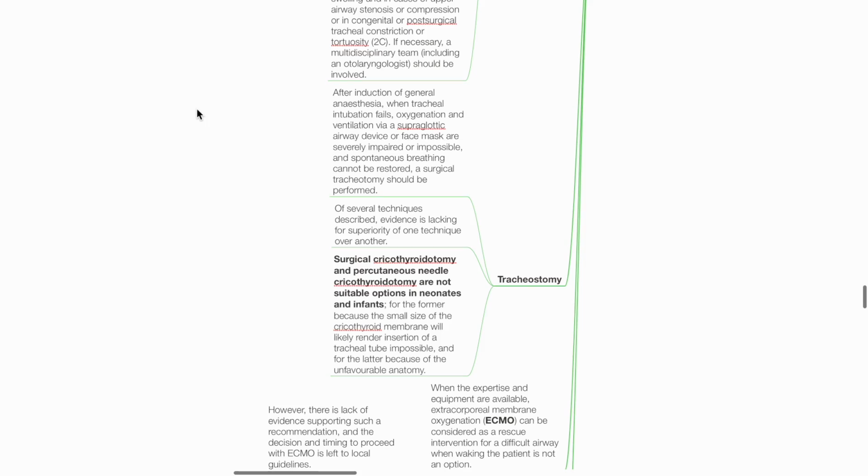When expertise and equipment are available, ECMO can be considered as a rescue intervention for difficult airway when waking the patient is not an option. However, there is lack of evidence to support such a recommendation. The decision for ECMO is left to local guidelines.